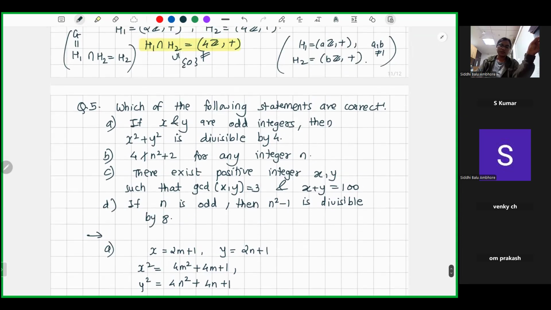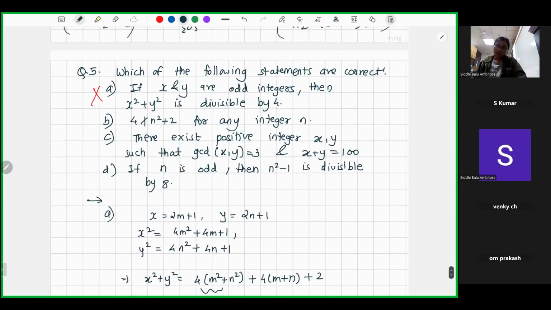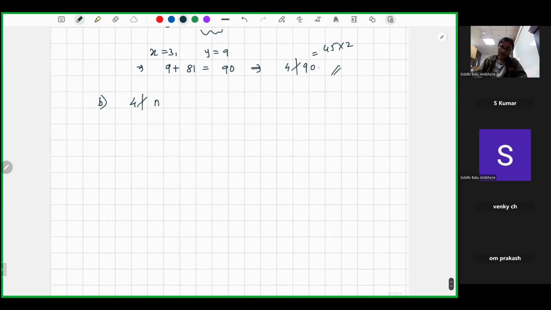Now, next question. This is false. Now B part, that 4 does not divide n square plus 2 for any integer n.